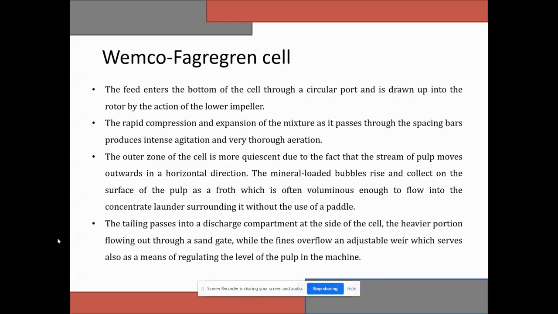Fagergren cell. The absence of surging on the surface is one of the characteristics of the Fagergren machine. The feed enters the cell through a circular port in the bottom and is drawn up into the rotor by the action of the lower impeller. The suction exerted by the lower impeller draws air down into the pulp at the same time. The combined effect is that aerated pulp flows through the rotor and stator into the outer zone. The rapid compression and expansion of the mixture produces intense agitation and very thorough aeration.